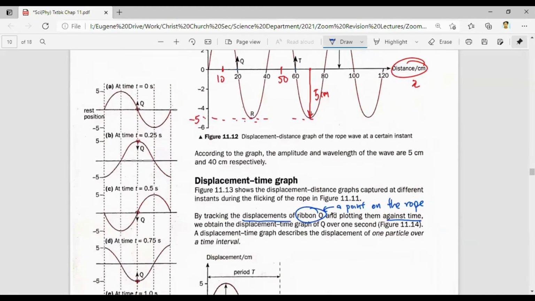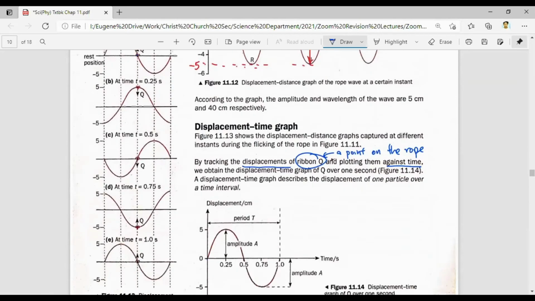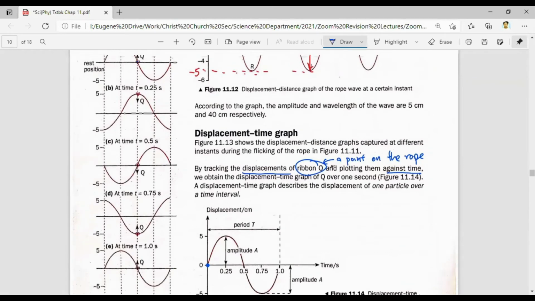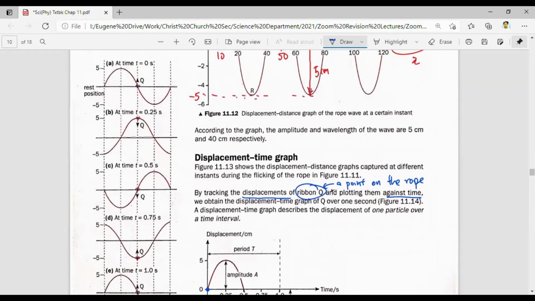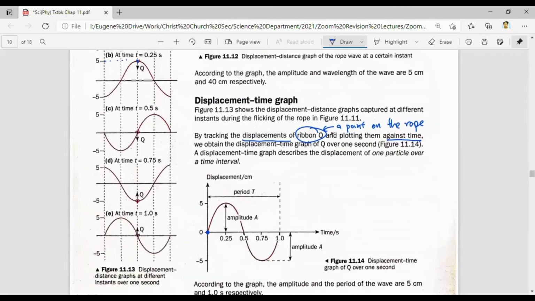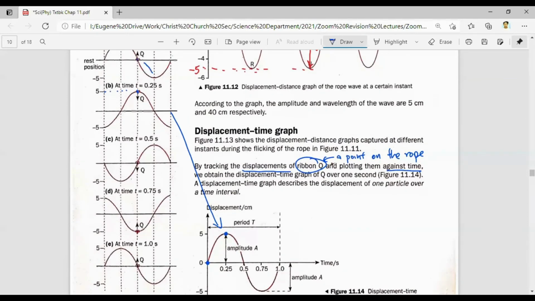So I want us to look at the first one. Imagine when you take a snapshot, Q is originally at the rest position. So I'll plot, at time equals 0, Q is over here. At 0.25 seconds later, Q went up. So Q is at a crest, all the way at the top, 5 cm. So 5 cm displacement. This is the next position of Q, over here.